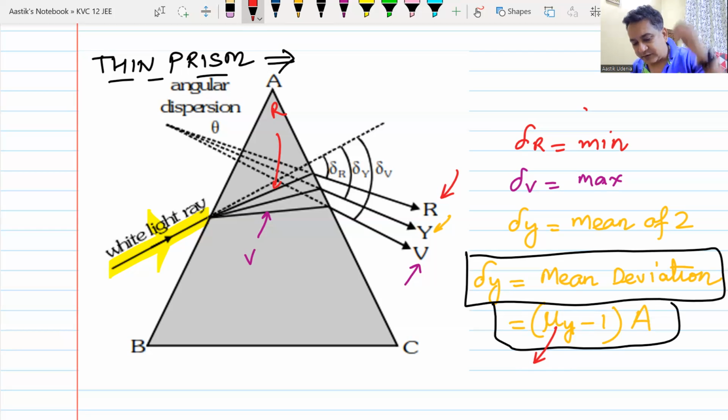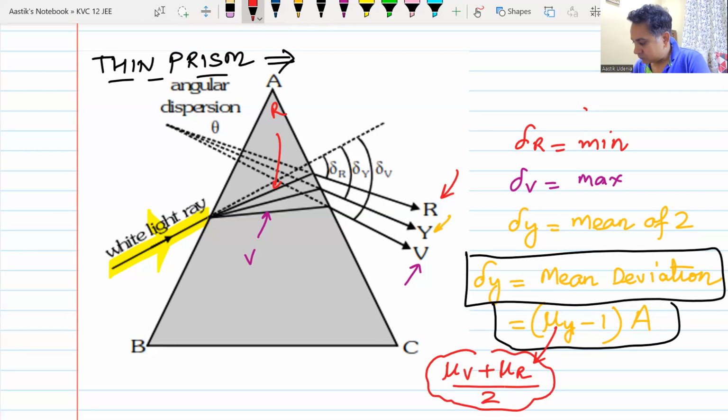Can you tell me what is that way of calculating mu y? It is a mean, an average. So it will be mu v plus mu r divided by 2. Can you remember this formula for me? If mu y is not given, you can use mu v plus mu r by 2 for mu y.